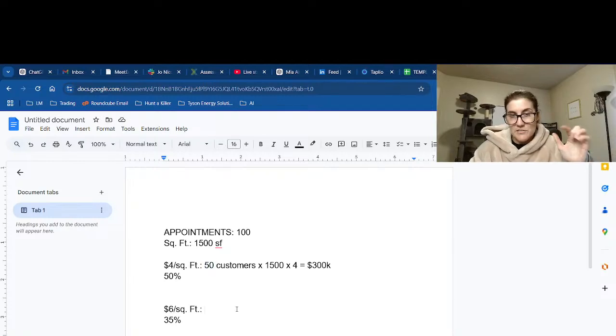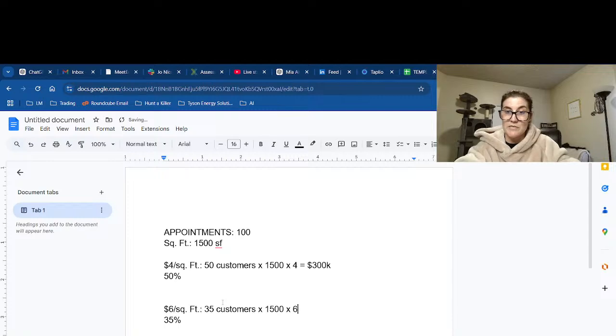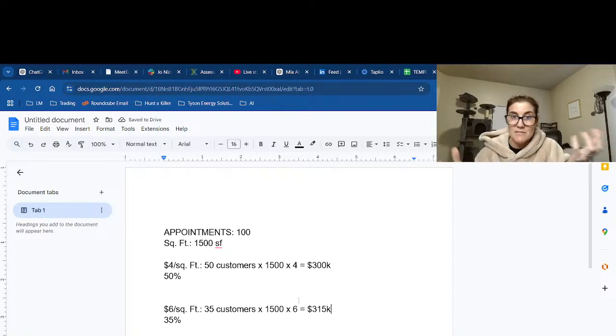Okay, now let's look at $6 a square foot. At 35% close rate of 100 appointments, that's going to be 35 customers. The same 1,500 square feet. Everything else is the same except for the price and the number of customers that end up becoming customers. So what do you think the profits or the revenue is going to be? It's more. Making more, working less.